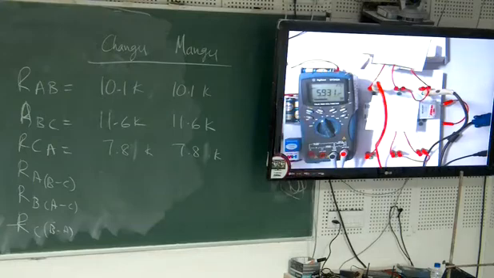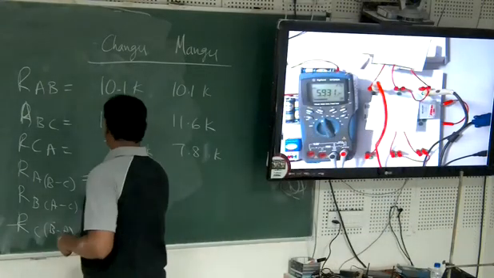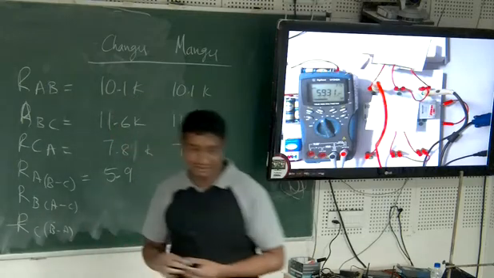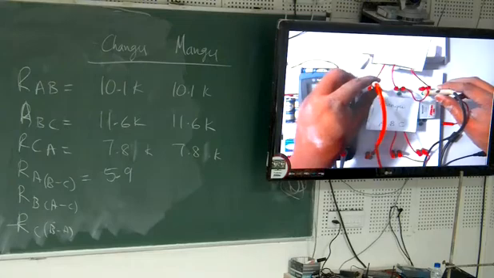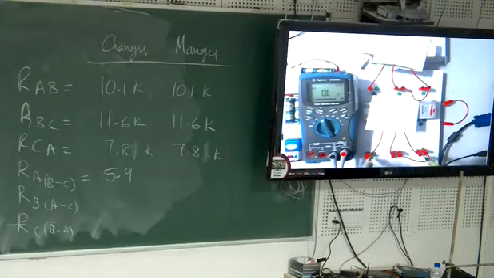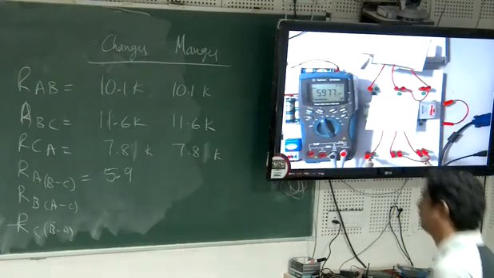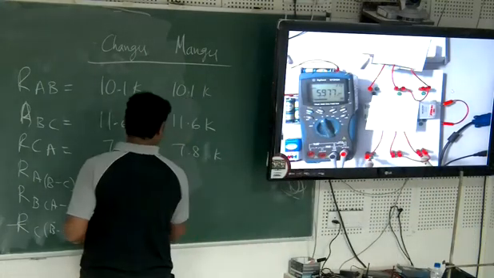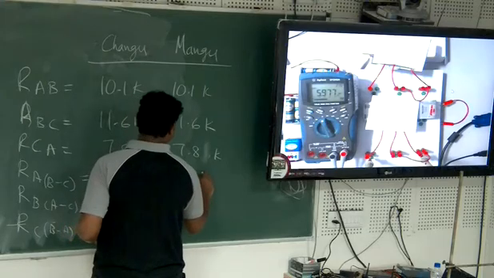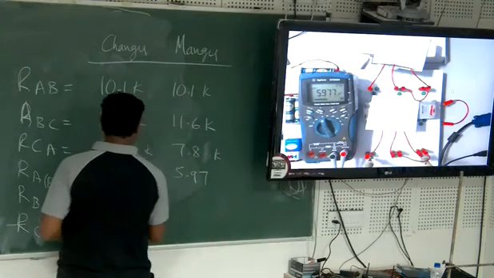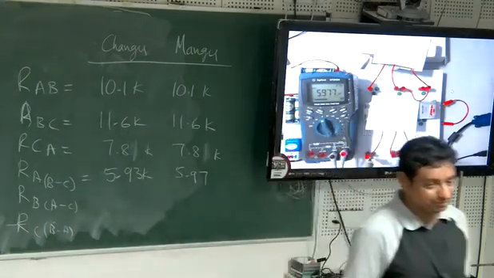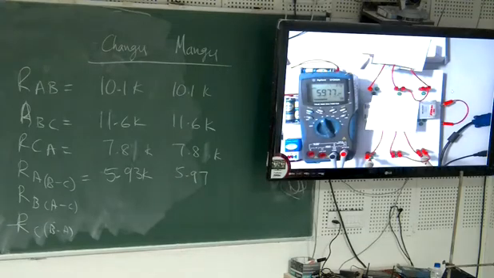5.931. So this is 5.93. What about this one? I'll just take it and then measure it here. So 5.97 you're getting. Still it is the same, behaving exactly the same way. So shall we try another combination?